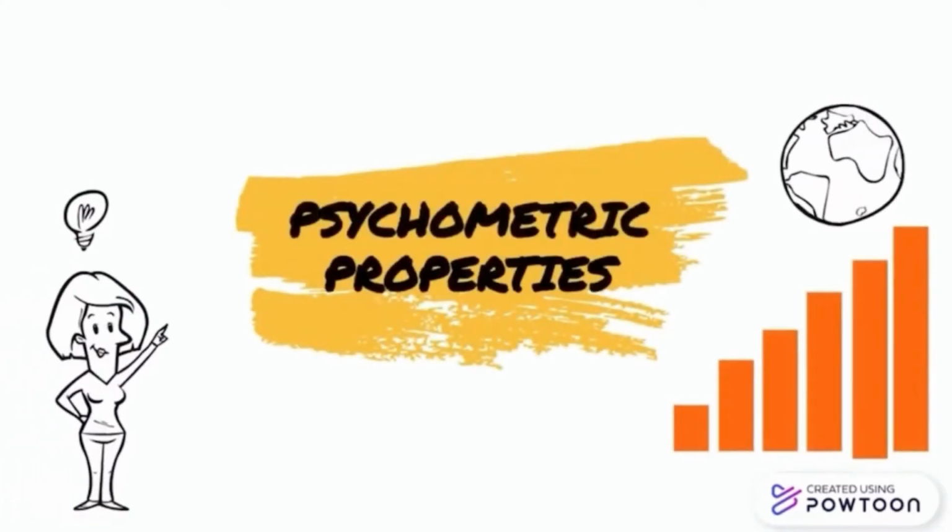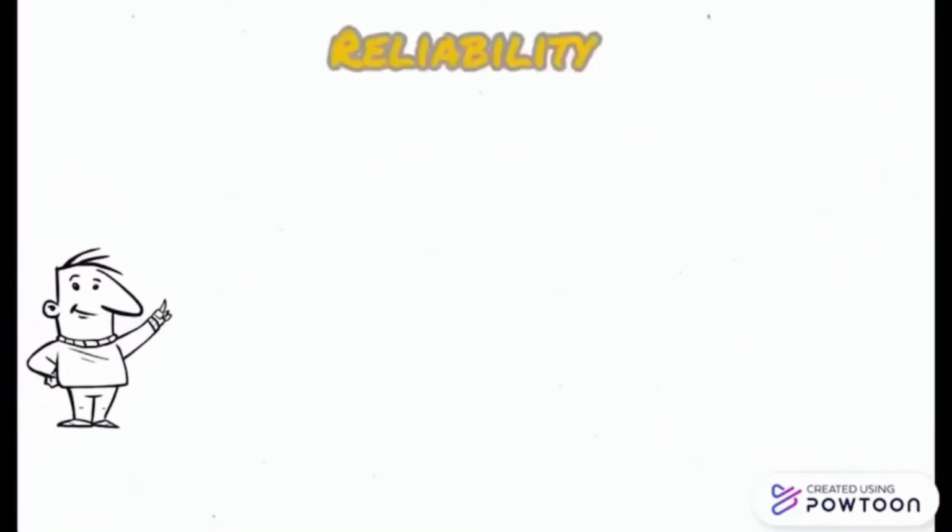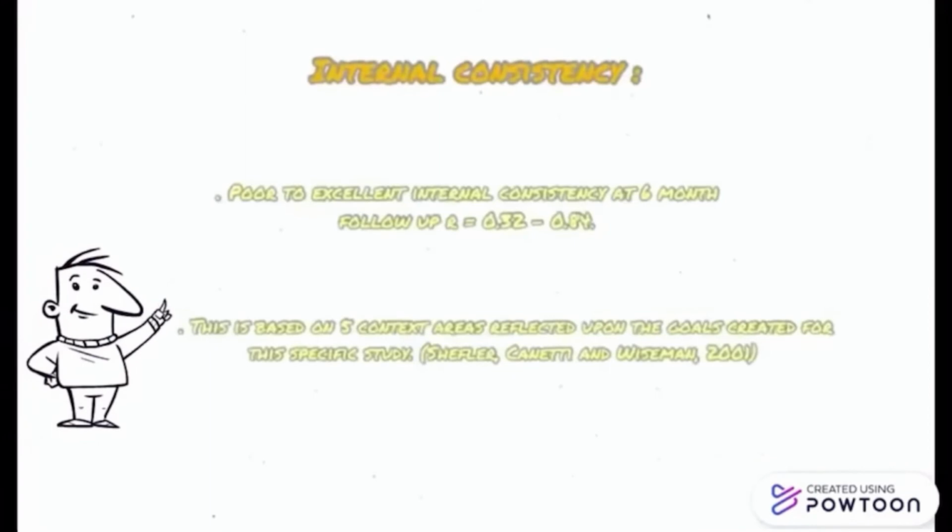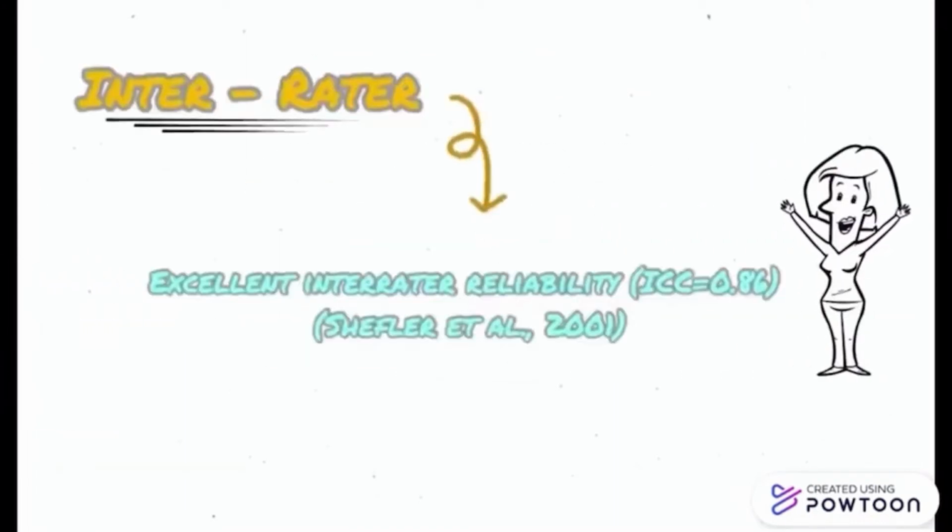Psychometric properties of GUESS. First, excellent internal consistency at 6-month follow-up, r equal to 0.32 to 0.84, based on 5 context areas. Second, GUESS has excellent inter-rater reliability, with an ICC value of 0.86.